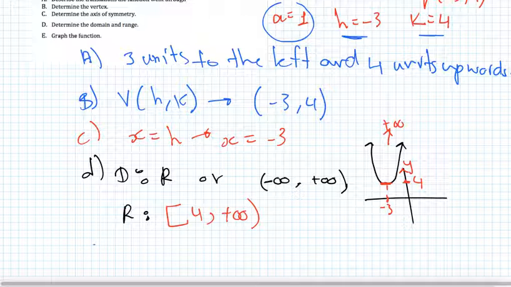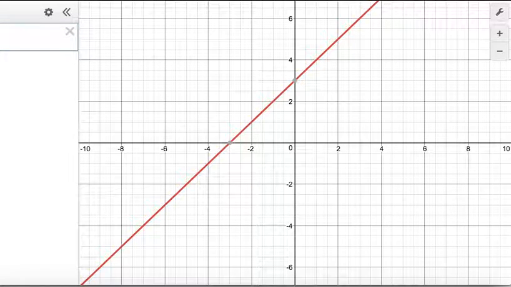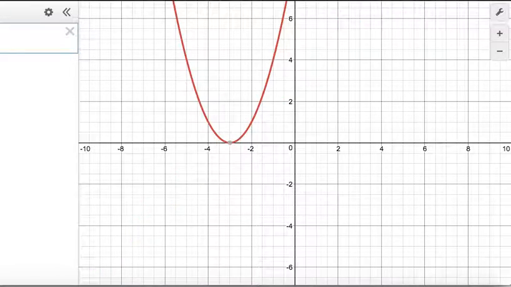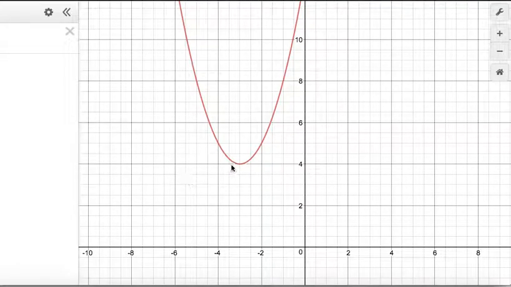That's D. E is graphing this parabola. So we did a pretty nice graph, but to be more precise, I'm going to go ahead and use a graphing calculator for that, and I'm going to graph the function y equals (x plus 3) squared plus 4, and as you can see, it looks like that, and the vertex is minus 3 and 4, so it goes 3 units to the left, 4 units upwards, and it's looking upwards because a was given as a positive number.